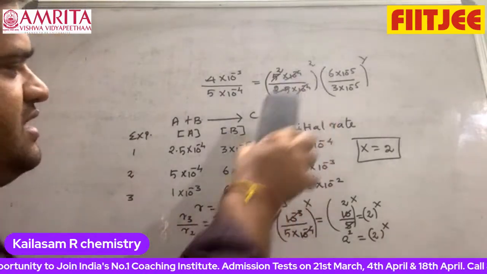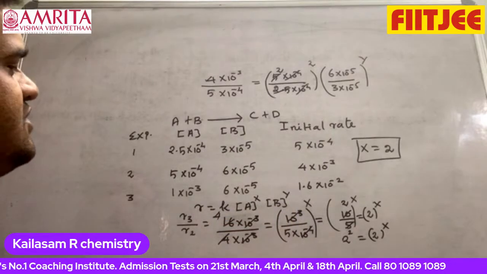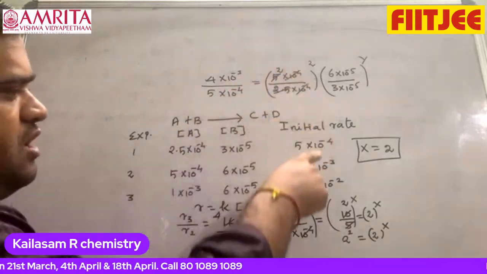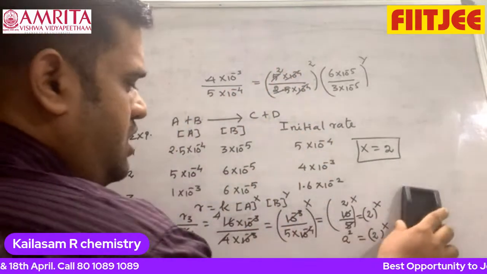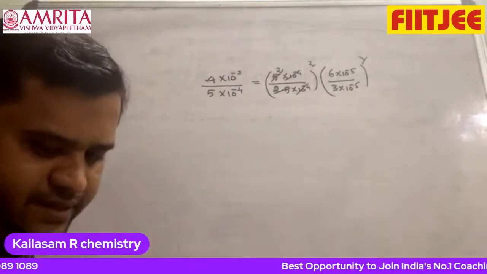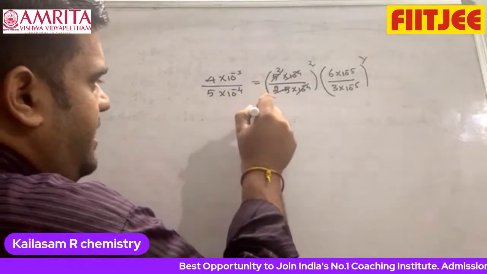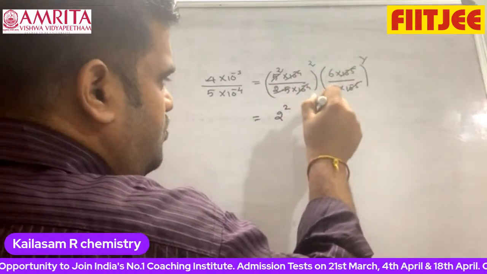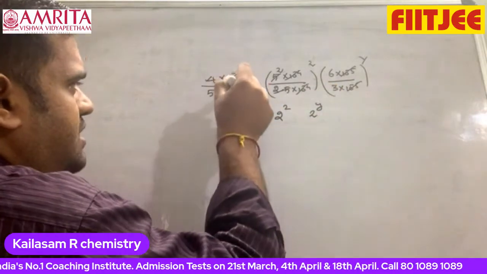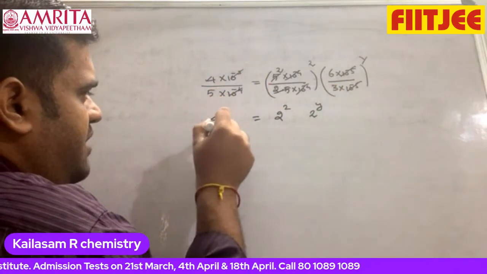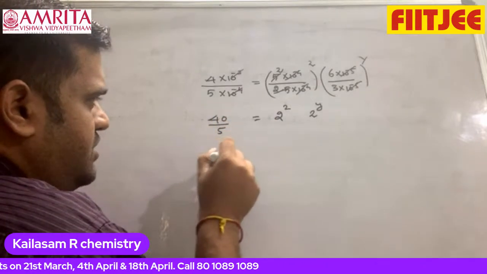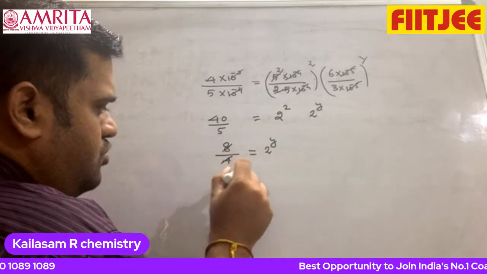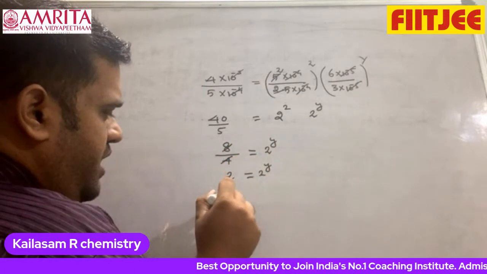Anyway, I have written everything perfectly. So this will be 5 into 10 power minus 4 by 2.5 into 10 power minus 4, therefore 2 squared, 4. Okay, fine. So now I can write, listen, here I can write 2 squared, and this will be cancelled off. I can take 2 power y. Now this and this I can write 40. 40 by 5 is nothing but 8. 8 by 4 is 2. Therefore 2 is 2 power y.